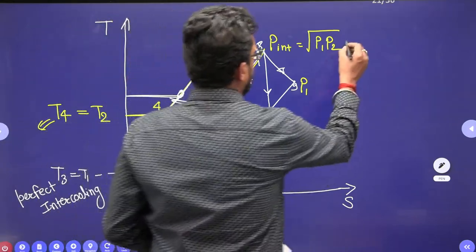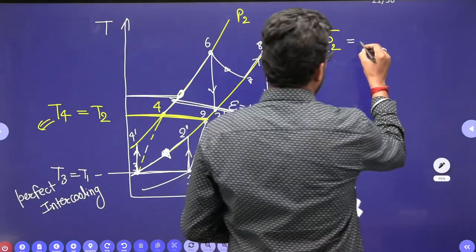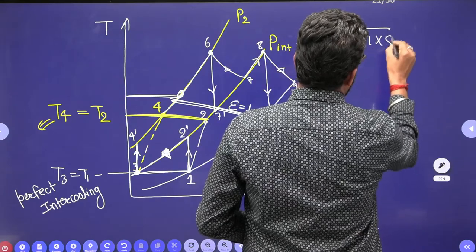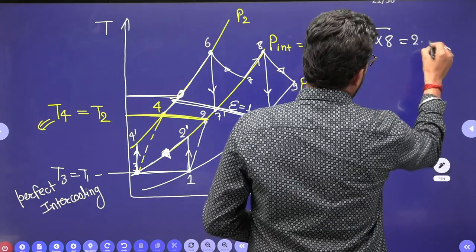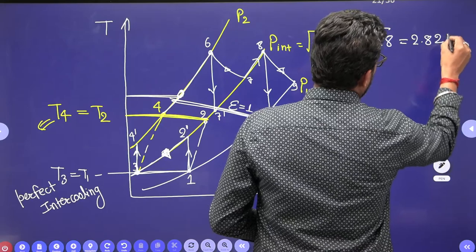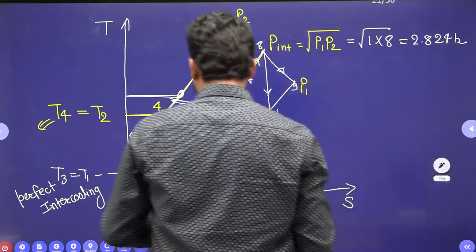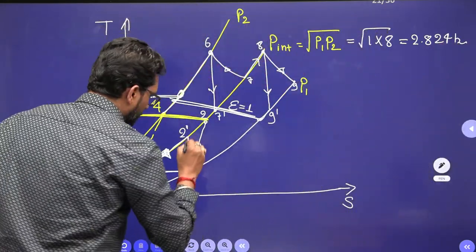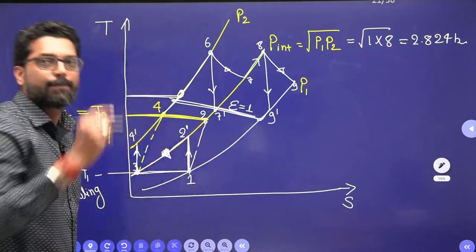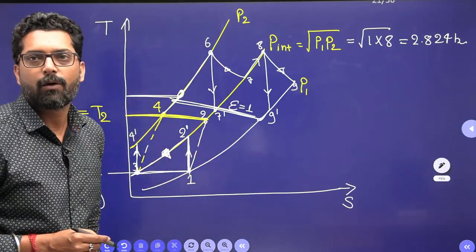Intermediate pressure. What is the intermediate pressure? Firstly, you can calculate 1 cross 8. How much, beta? It is 2.824 bar. That's it. Now, for the compression, this compression is isentropic. You apply the formula.